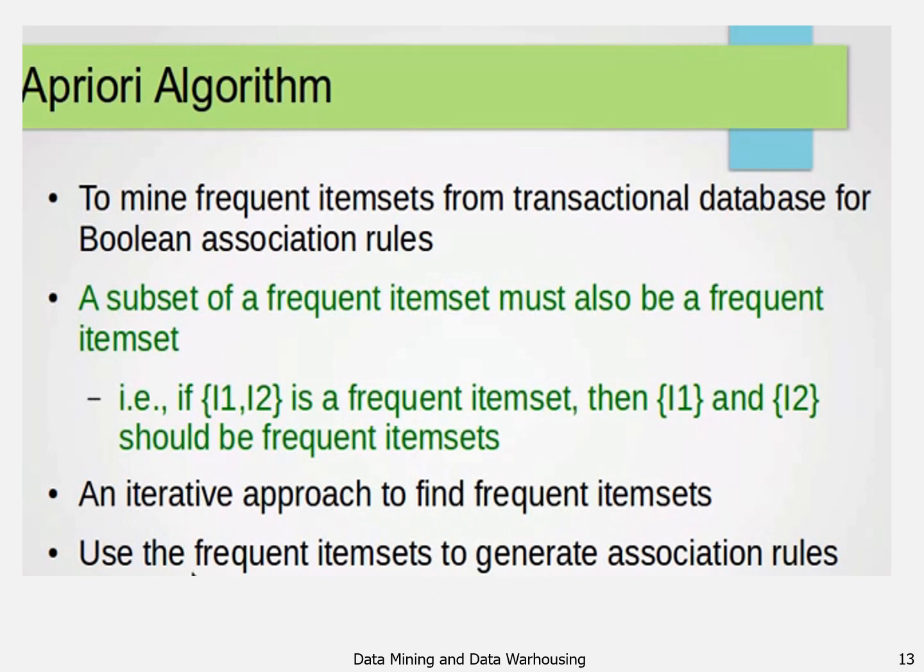Now, one of the very widely used algorithms to uncover frequent item sets and then identify association rules is the Apriori algorithm. It is used to mine frequent item sets from a transactional database for Boolean association rules, which means that it will give you true or false output. Now, a subset of a frequent item set must also be a frequent item set.